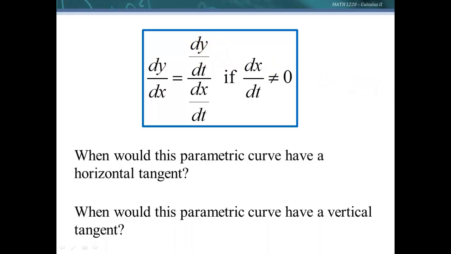And if we were interested in where it had a vertical tangent, that would be when dx/dt equaled 0. However, if both dy/dt and dx/dt equal 0 at the same point, then I would have to do some further investigation to figure out whether it was horizontal or vertical. We're going to see an example of this following.